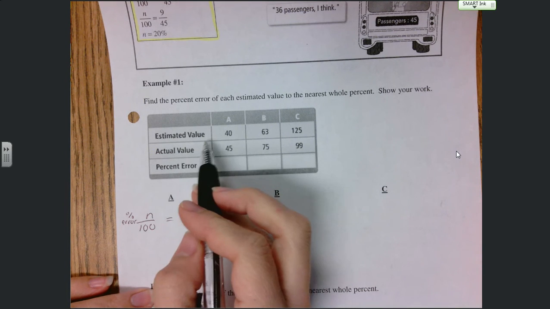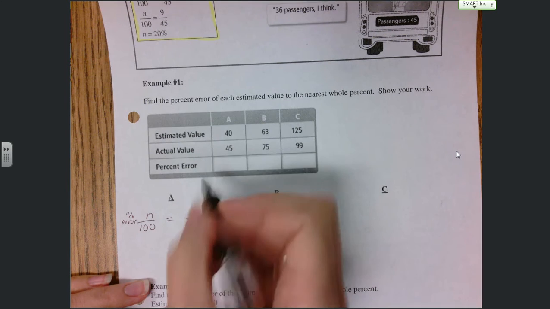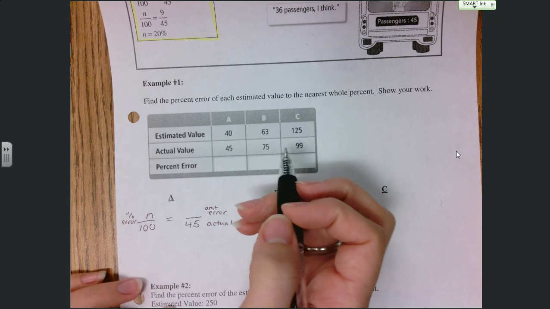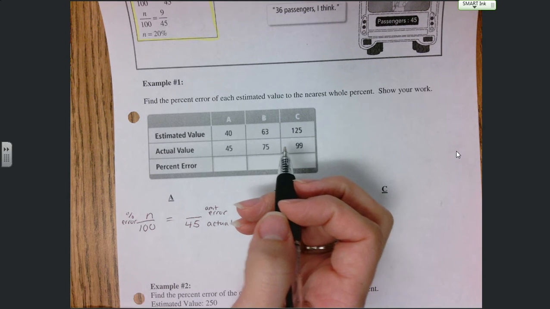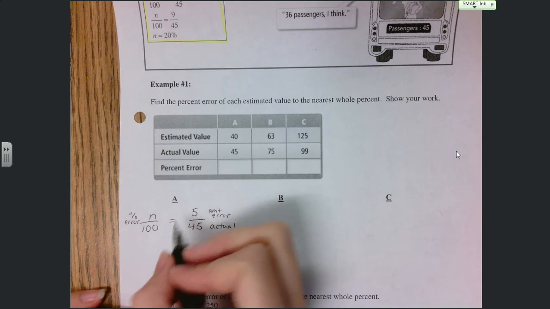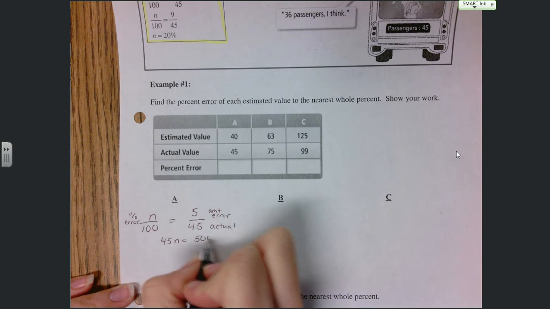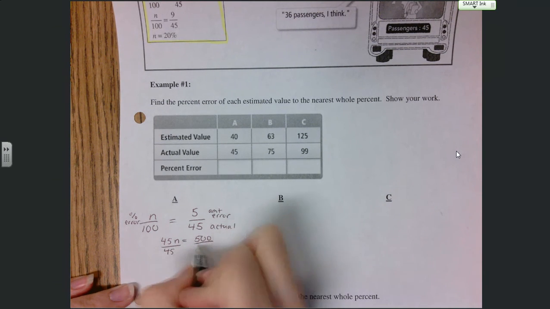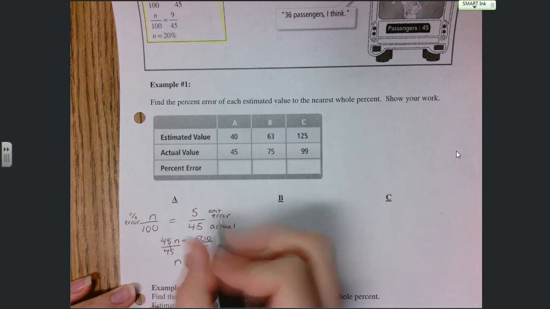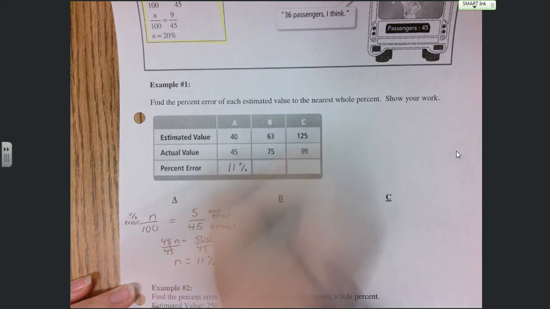The estimated value says it's 40, so my amount of error would be 40 minus 45 or 45 minus 40. We're just talking about the distance that our error is, so it doesn't matter if it's positive or negative here. So my amount of error is 5. Then I would go 45 times n equals 500, divide both sides by 45, and get 11%. So my percent error would be 11%.